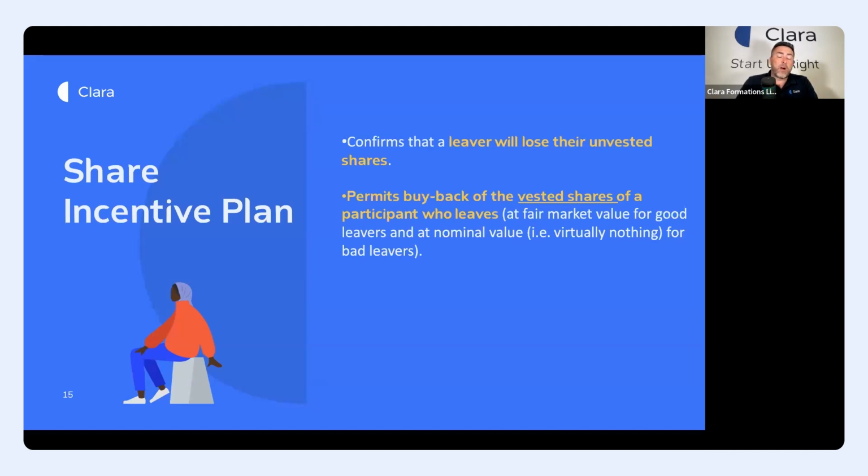Sometimes the company can be going wildly successfully and may just want to have some cash in the bank and buy some of those shares back. And that might be an option. But the main thing is it provides the freedom for the company to do what it needs to do. If you're a bad leaver, by the way, you're going to ultimately have to give those shares back for nothing. So you'll lose your shares.